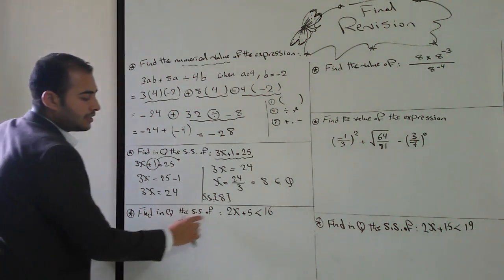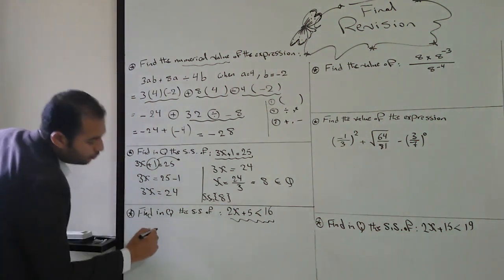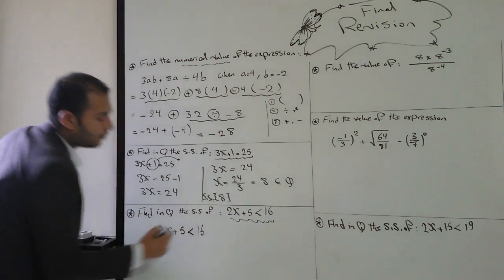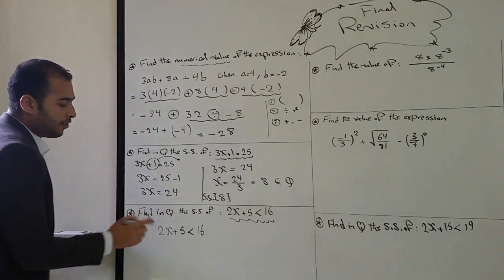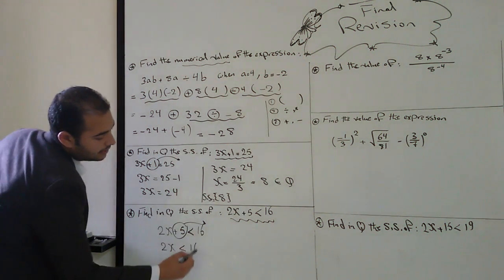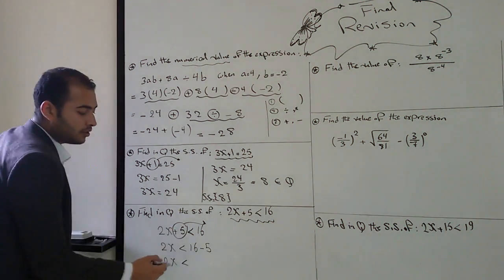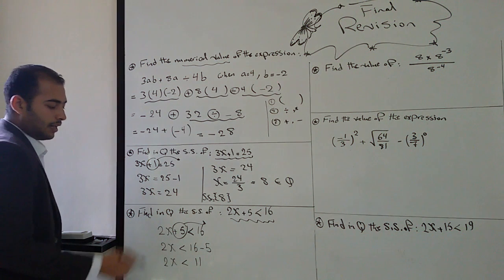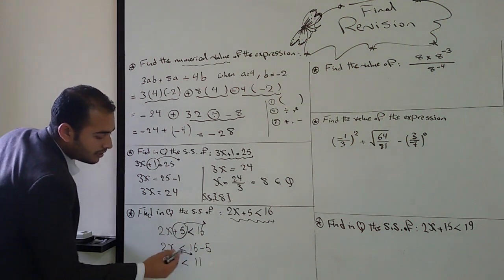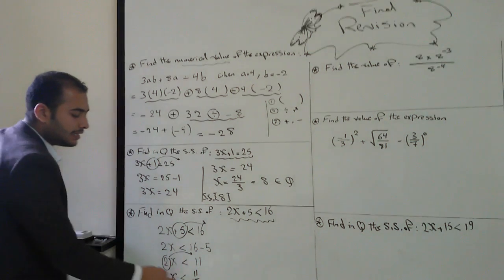Find in the rational numbers the solution set of 2x plus 5 less than 16. To find the solution set, I want to find x alone. First, plus 5 will move by the opposite sign. It will be 2x less than 16 minus 5. 16 minus 5 equals what? Yes, equals 11. And then I want x, and 2x means 2 times x. Then 2 will move by the opposite sign, so x is less than 11 divided by 2, or over 2.